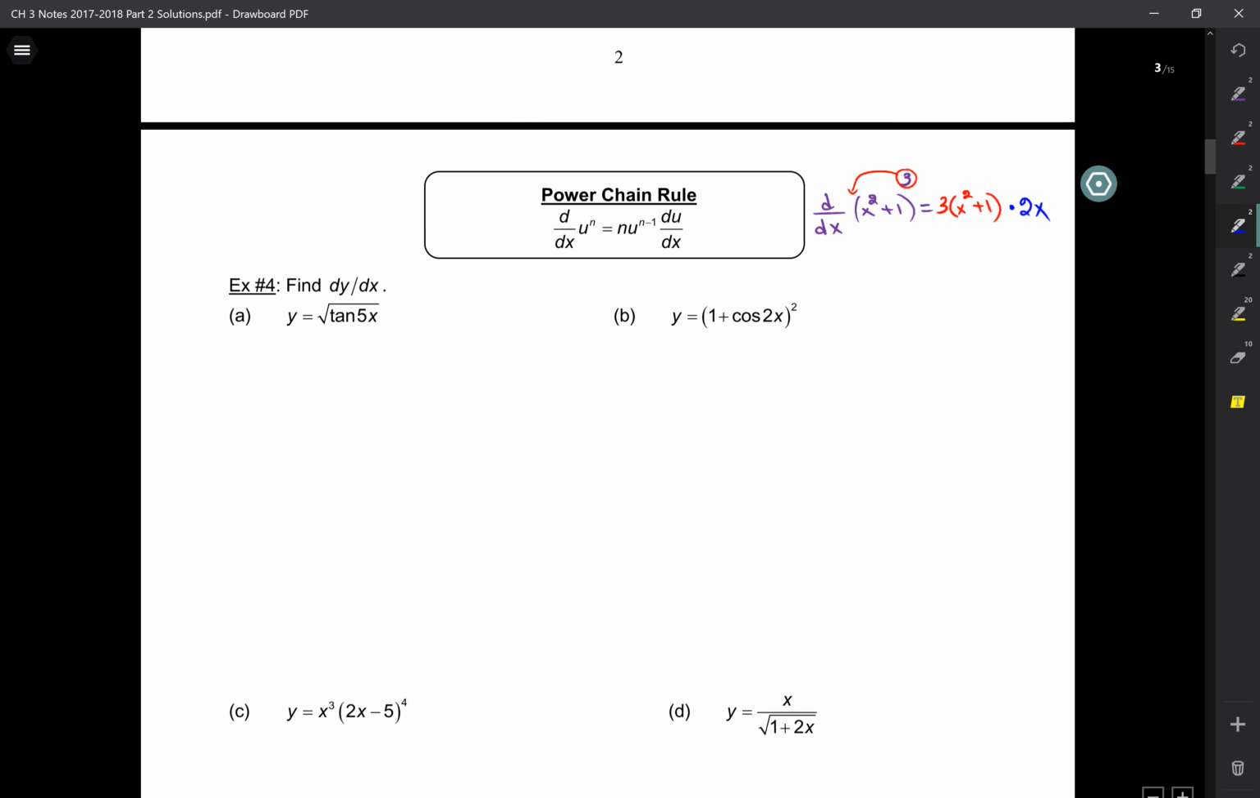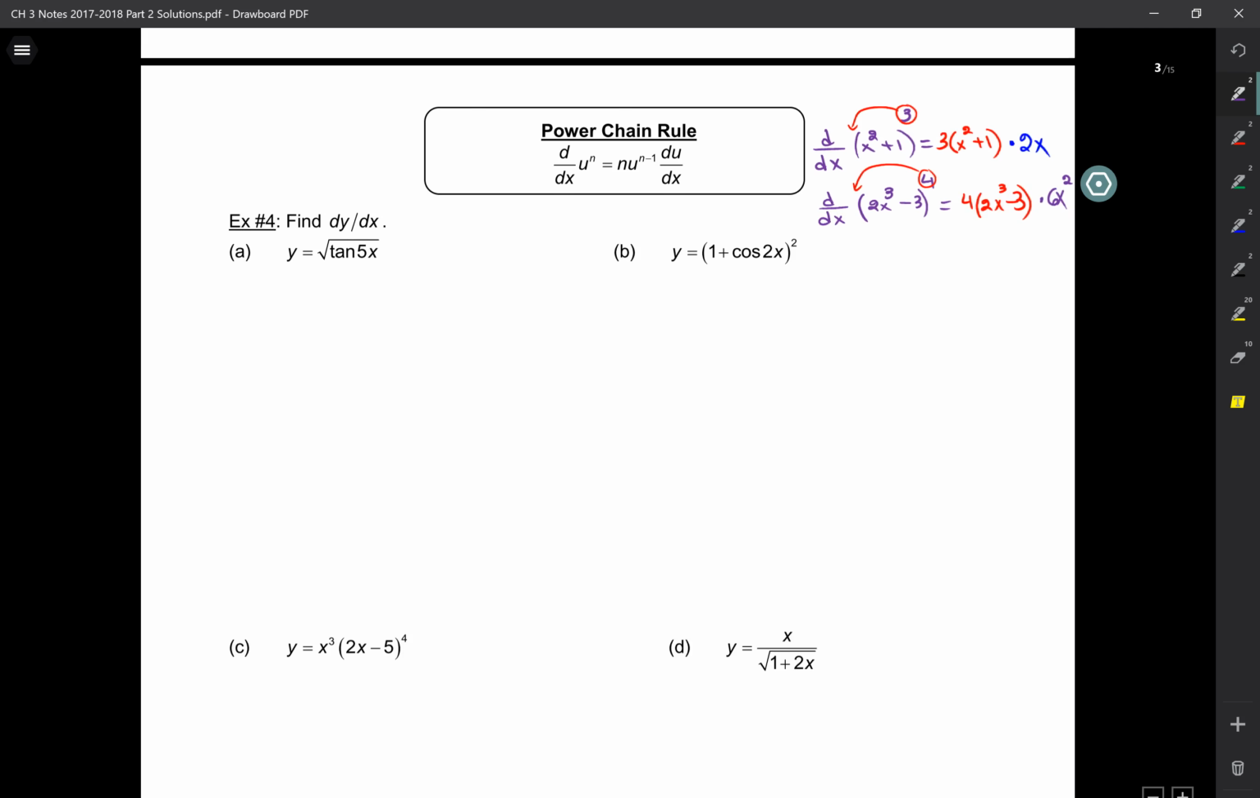Okay, shall we do another one like that? Yes, let's do another one like that. What if I want to take a derivative of 2x cubed minus 3 to the power of, oh, let's say 4. The 4 will come down, and it'll be 4 times this, times what? 6x squared. Okay?